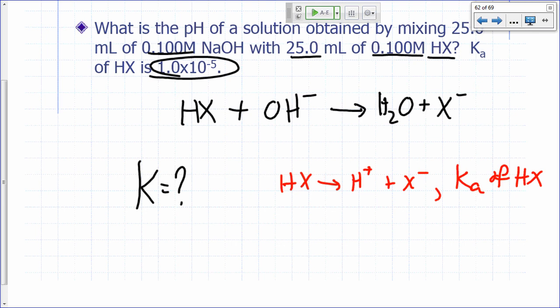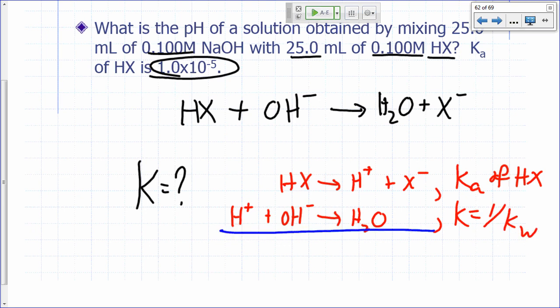And what's the other reaction we can use? We can use the autoionization of water. So you have H plus hydroxide gives you H2O. What's the KEQ for this one? 1 over Kw, right? So if you combine these two, what do you get? H plus cancels out, and you get the reaction you want. So what's the KEQ for this reaction then?